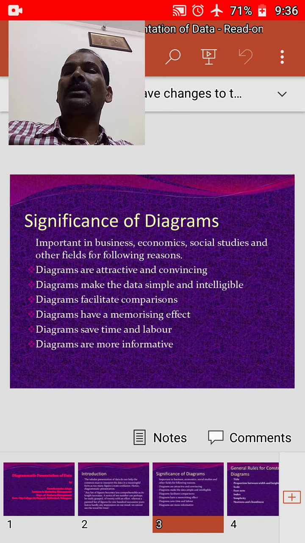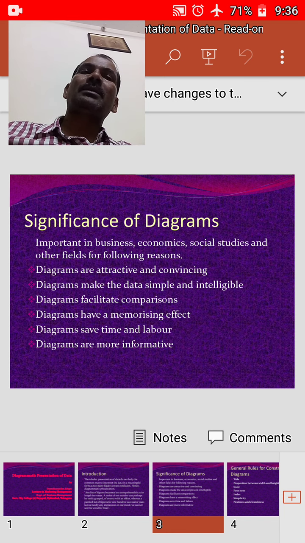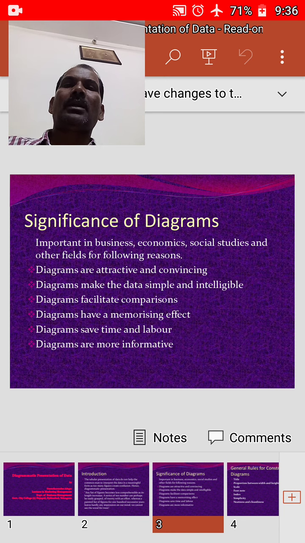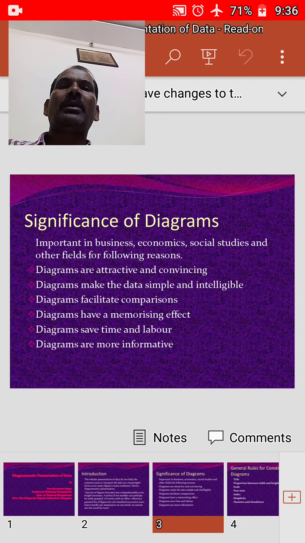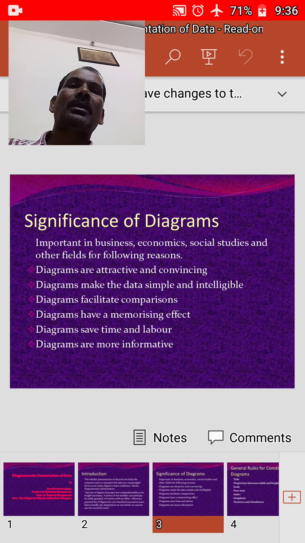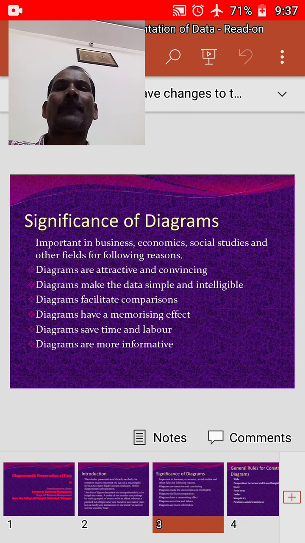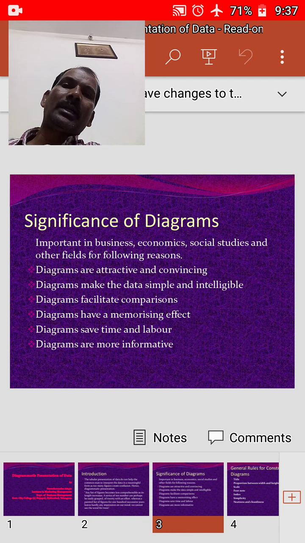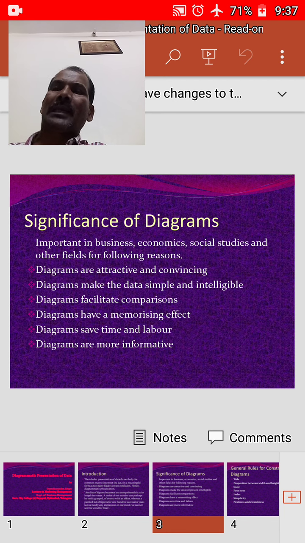Diagrams save time and labor. To interpret and understand the data presented in a diagram, we do not require much time and effort as in case of data presented in a tabular form. Diagrams are more informative. A diagram provides more information than a table. With the help of diagrams, we can easily understand the trends in the data. Though tables show the trends in data, they may not clearly reveal the information as in case of diagrams.